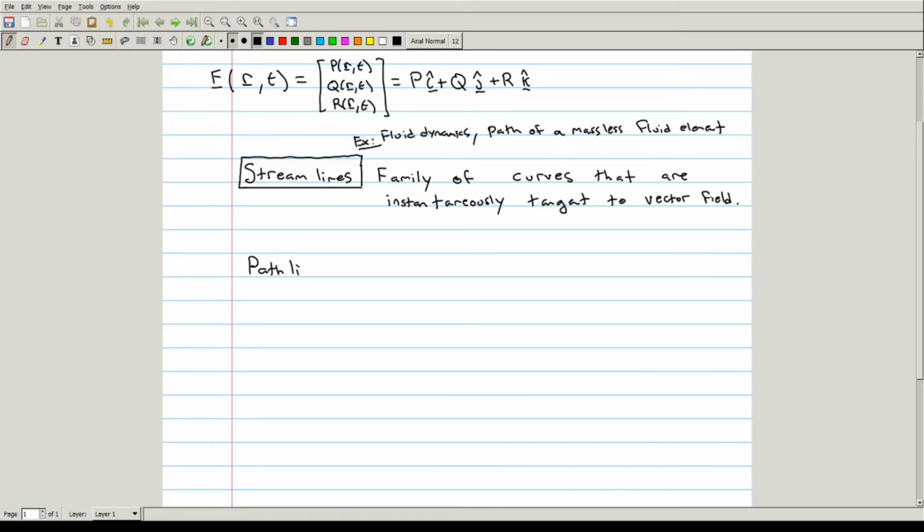A path line is in general different than a streamline, and a path line is a trajectory that an individual particle will flow. This is determined by the streamlines.